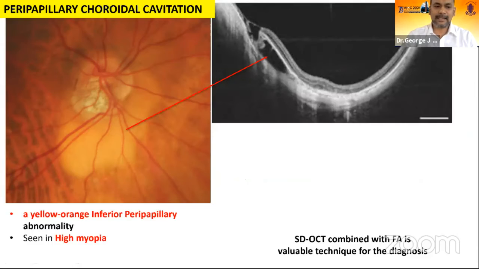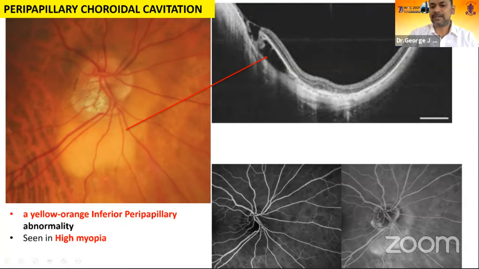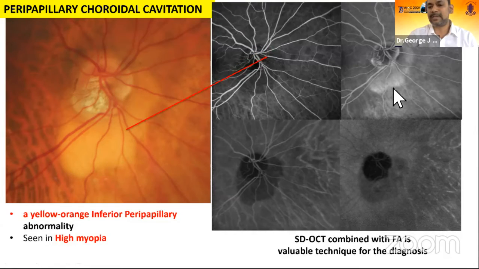So the last entity I would touch upon is a peripapillary choroidal cavitation, which is seen as a yellow-orange inferior peripapillary lesion, usually associated with high myopia and staphyloma. And you can see this hyporeflective cavitation under the RPE. And the fluorescein usually shows no leakage, but staining in the late phase. ICG is the catch here.